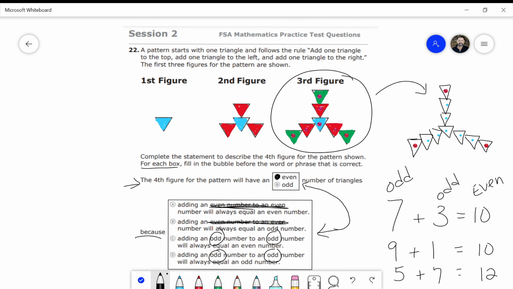because we went from, in figure 3, an odd number, added 3 more, that's another odd number. So it has to equal an even number. And so if we're looking at our answer choices, that's going to be letter D. Excuse me, not letter D, letter C. Adding an odd number to an odd number will always equal an even number. Okay?